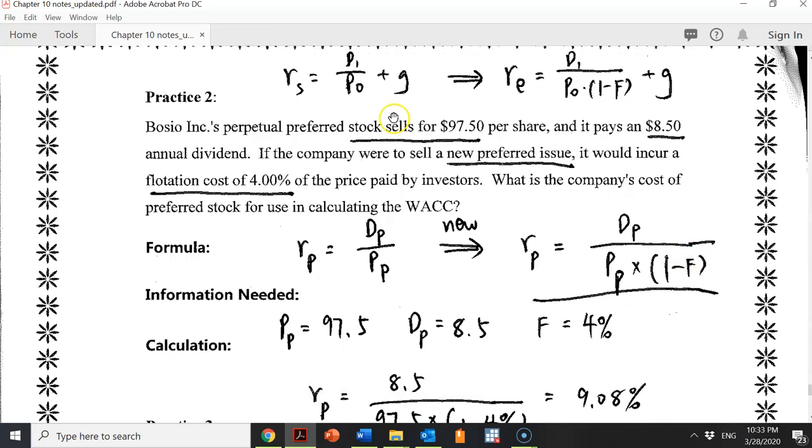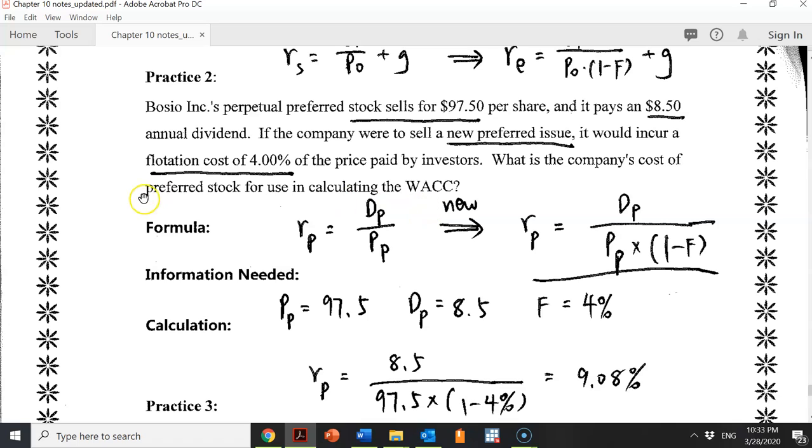Let's look at another practice problem. We have a firm that has a perpetual preferred stock selling for $97.50 per share, and it pays an 8.5 annual dividend. If the company were to sell a new preferred issue, it would incur flotation cost F of 4% of the price paid by investors. What is the company's cost of preferred stock for use in calculating the WACC?